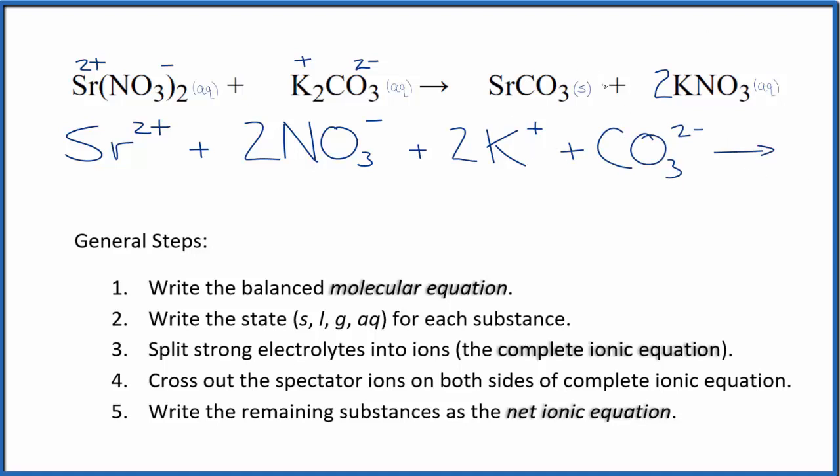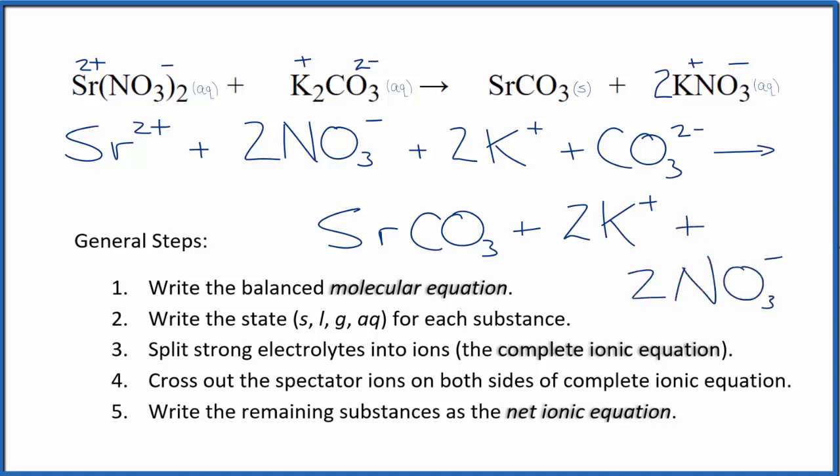In the products, we have this solid here. In net ionic equations, we don't split solids apart. So we're going to keep this strontium carbonate together. It's a precipitate, so we'll keep it together. For the potassium, we said that was positive and the nitrate negative. So we have 2 potassium ions and we have 2 nitrate ions, just like in the reactants. So this is the complete ionic equation.